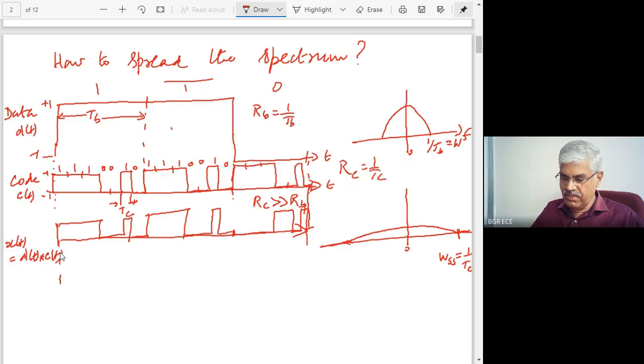Okay, if one looks at the spectrum, the maximum frequency is 1 by Tc. This is minus 1 by Tc. You can call it minus W, okay, minus W.